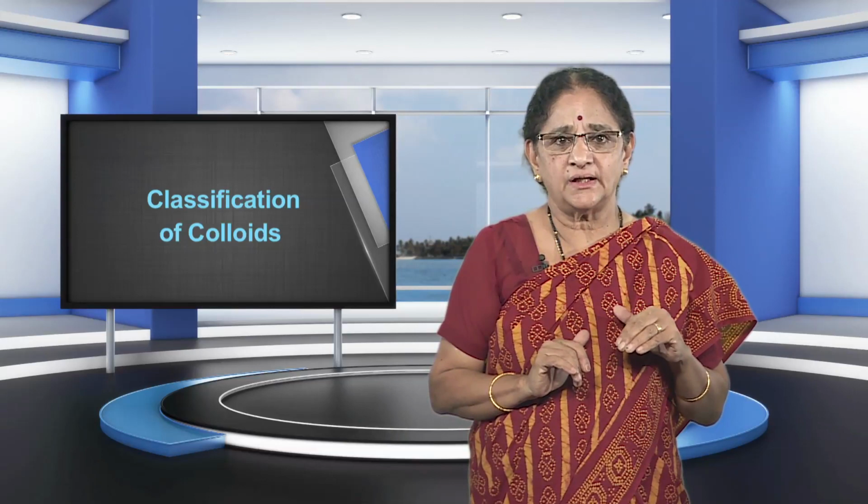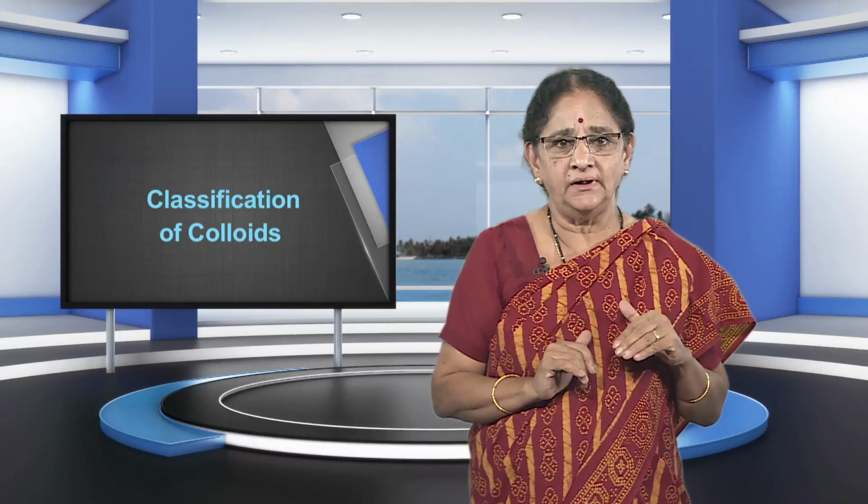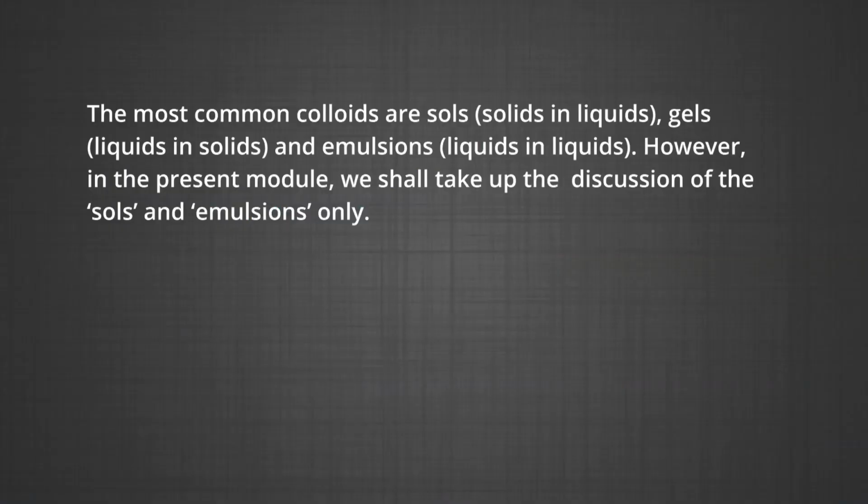Out of the various types of colloids given in the table, the most common are sols, that is solids in liquids, gels, that is liquids in solids, and emulsions, that is liquids in liquids. However, in the present module, we will take up the discussion of the sols and emulsions only.